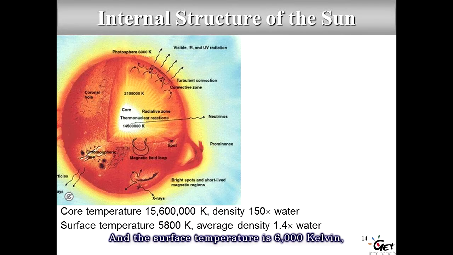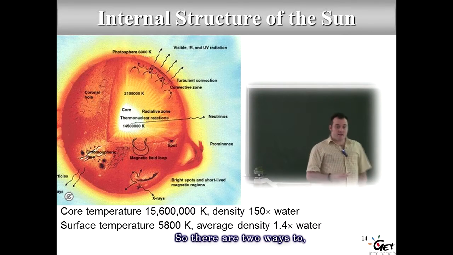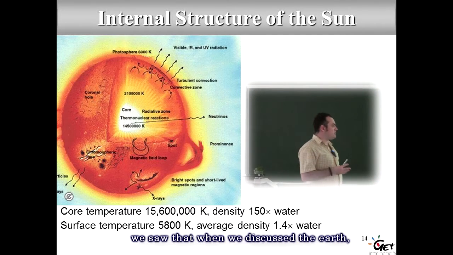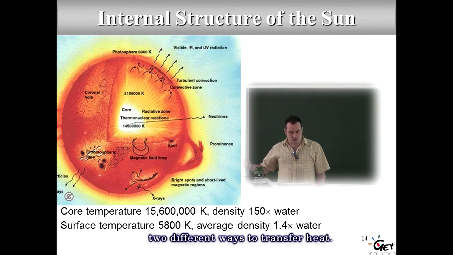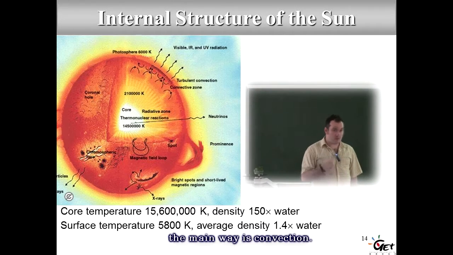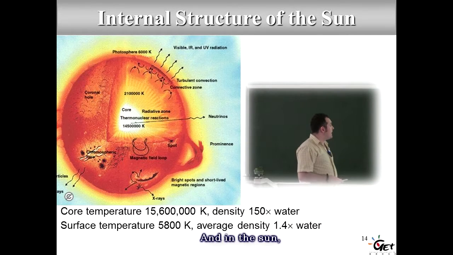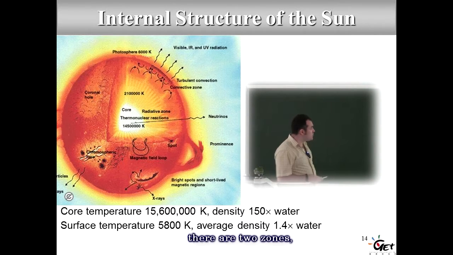And the surface temperature is 6,000 Kelvin or 5,800 Kelvin, and the average density is only 1.4 times the density of water. So you have heat transfer and you have a pressure gradient. Obviously, the pressure at the top is less than the pressure at the center. We saw when we discussed the Earth that there are different ways to transfer heat. And you remember that in the core of the Earth, the main way is convection, exactly like the water bubbling in your pan. And in the sun, there are two zones.